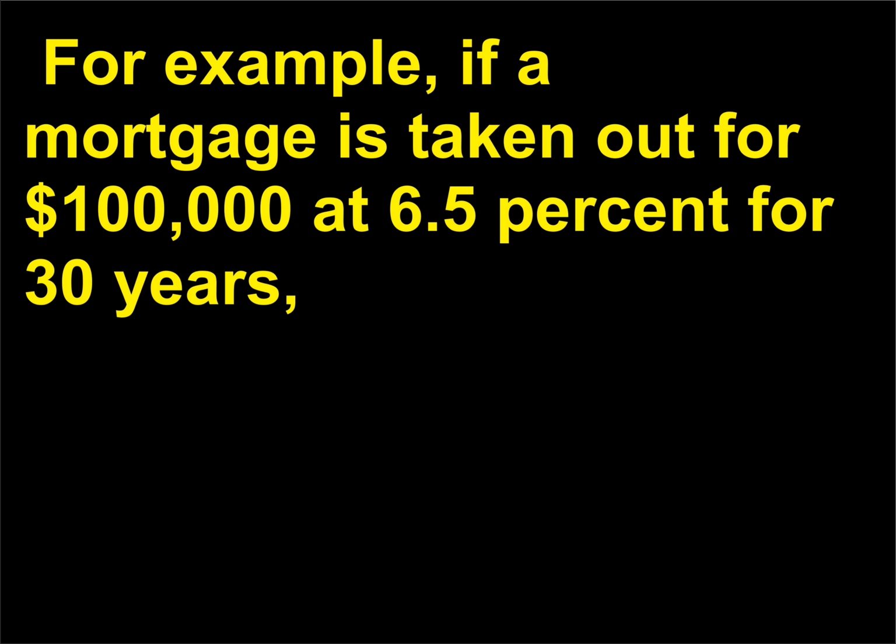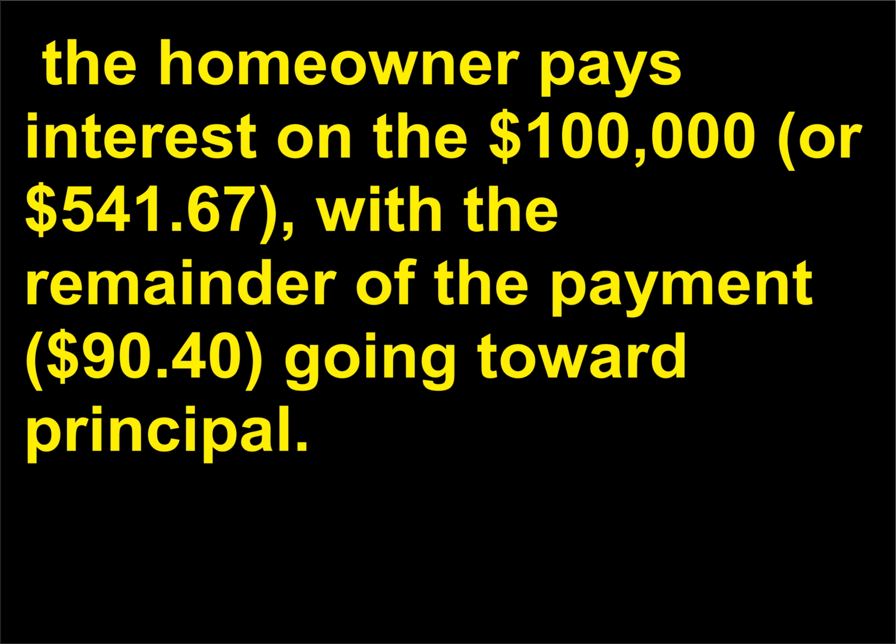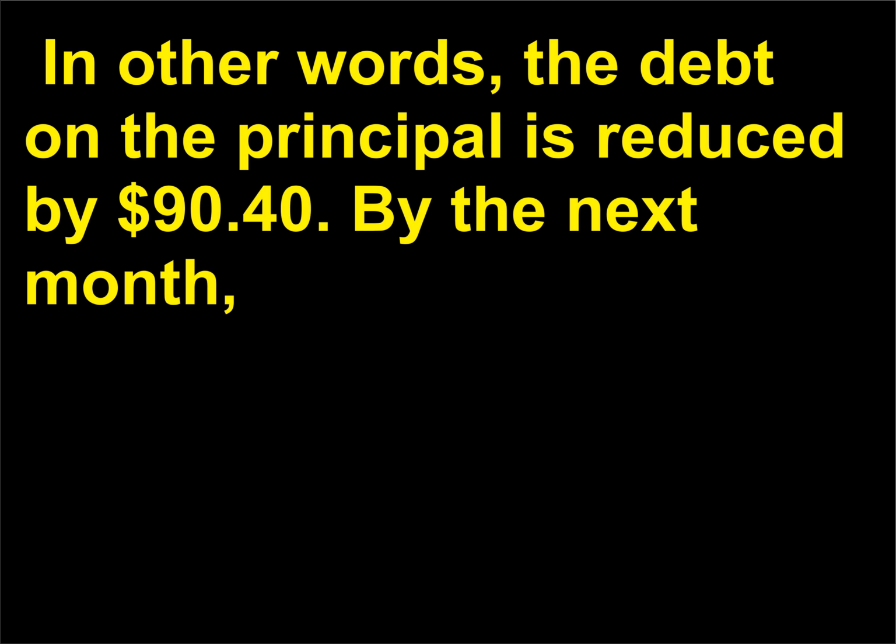For example, if a mortgage is taken out for $100,000 at 6.5% for 30 years, the fixed monthly principal and interest payment is $632.07 for the first month. The homeowner pays interest on the $100,000, or $541.67, with the remainder of the payment, $90.40, going toward principal. In other words, the debt on the principal is reduced by $90.40.